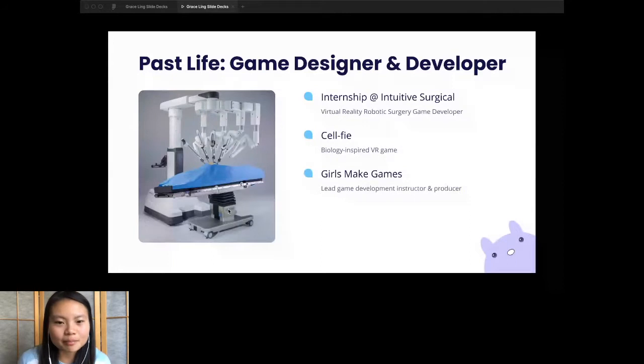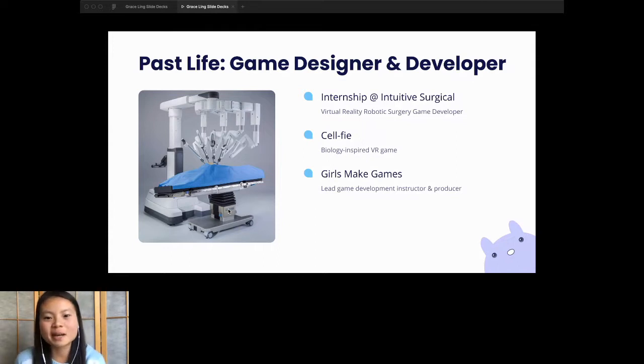And I basically made virtual reality games to train surgeons to do surgery. My official job title was virtual reality robotic surgery game developer. And so I made games to train surgeons, and it's really fun. However, I feel like through that internship, I learned that medical devices wasn't really the industry I was into, because I noticed the culture was not as playful. It was more conservative, but I really enjoyed my time there. I learned a lot, but I feel like I couldn't really be my full self at work.